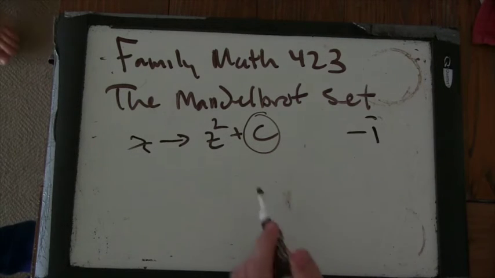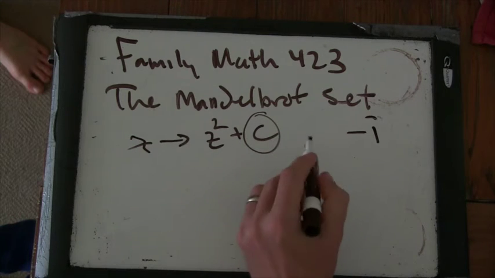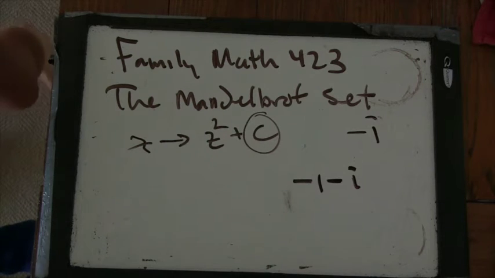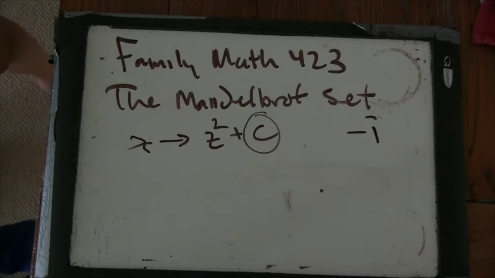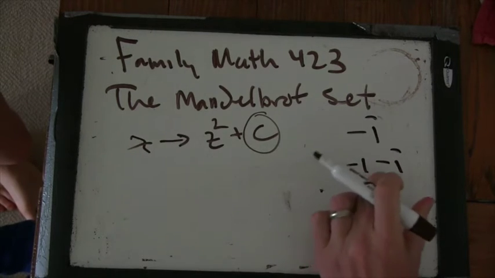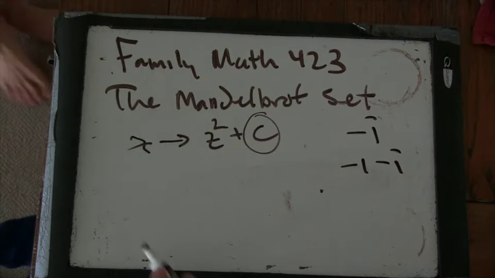We start at minus i. Minus i squared is? Minus 1. So minus 1 minus i. That's our next number. I suppose I could have written that slightly better in a column. Minus 1 minus i. All right, so what is minus 1 minus i squared? What do we do there? So we can do the same thing.